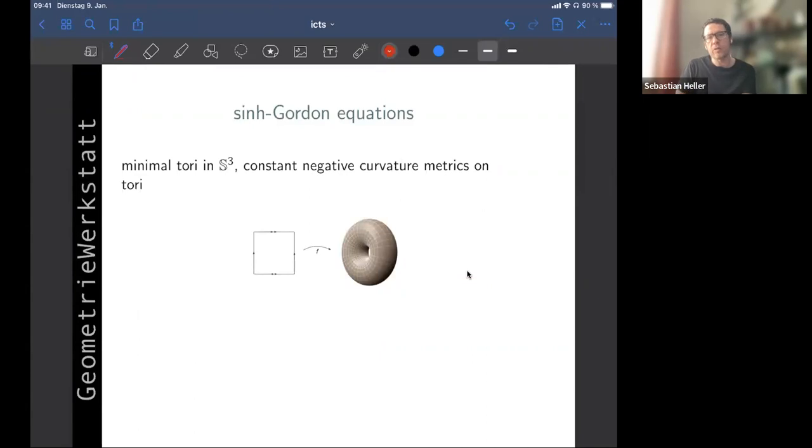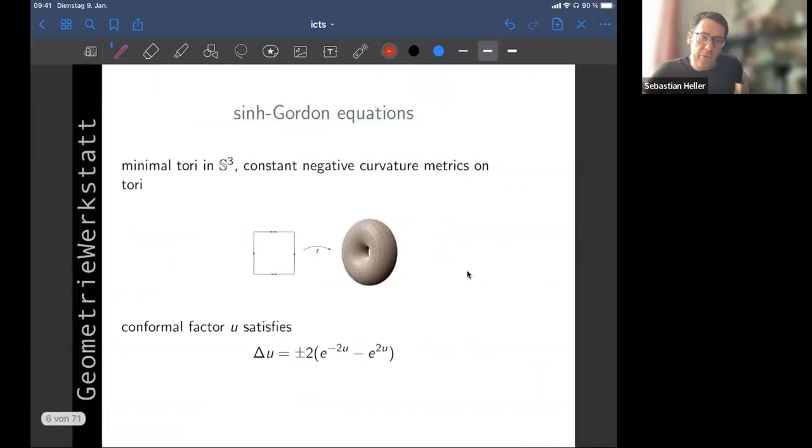The other one is that of constant negative curvature metrics, particularly on tori. So let me write down the equations for these two cases. I hope you see the color here. We have two different possible signs. The black, the plus, is that for minimal tori in the 3-sphere, and the red one is that for constant negative curvature metrics on tori.